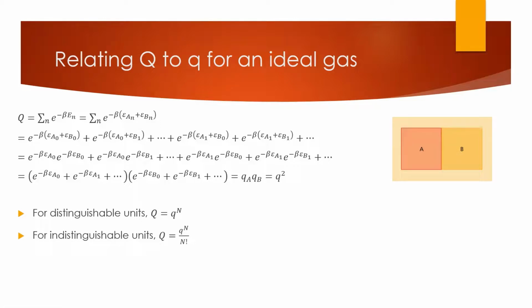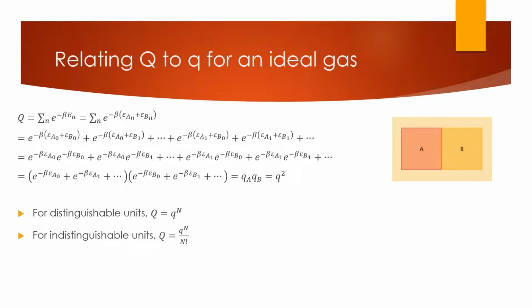In general, we don't have distinguishable units. So if we're going to apply this to molecular systems, we can't tell molecule A apart from molecule B, and we have to do a correction for that, and it's the same correction we've seen before. So if we have indistinguishable units, our partition function is q to the n, divided by n factorial, which will correct for overcounting we get when we try to distinguish the units that we actually can't distinguish.